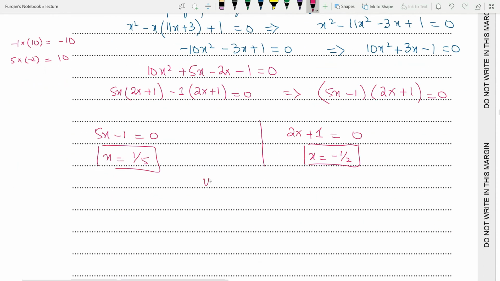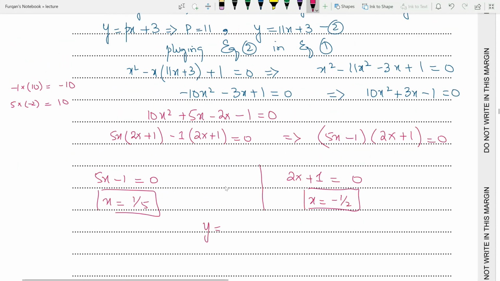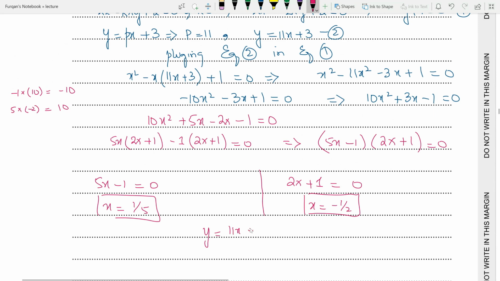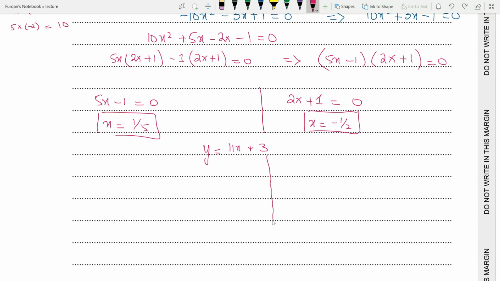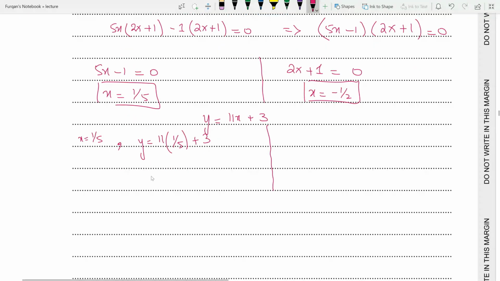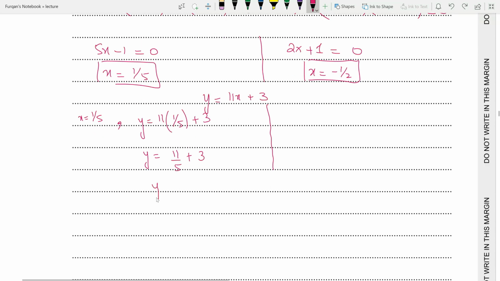So y = 11x + 3. First we plug in x = 1/5. So y = 11 × 1/5 + 3, which gives y = 11/5 + 3. Solving this, we have y = 26/5.